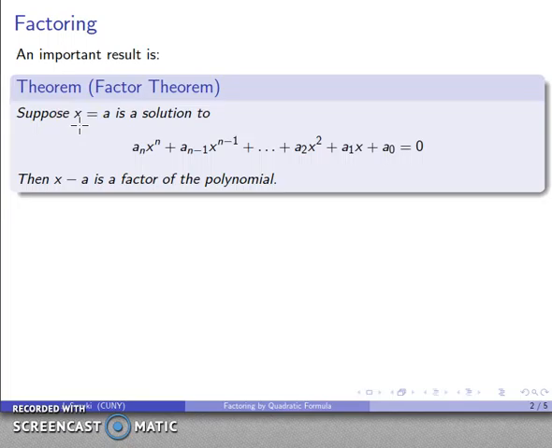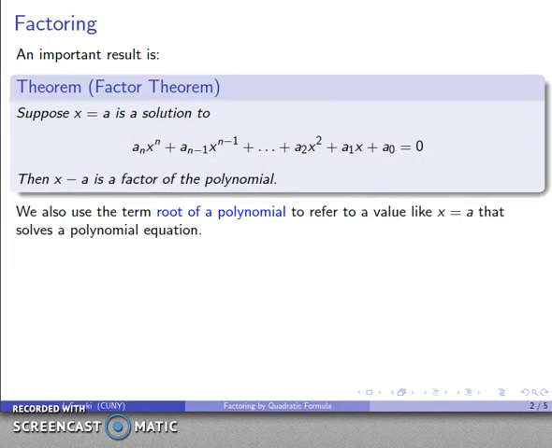Suppose I have a solution to some polynomial equation equal to zero. So suppose I know for whatever reason it falls out of the sky and hits me on the head that x equals a is a solution to this polynomial equation. Then I also know immediately that x minus a is a factor of this polynomial. And the other term we sometimes use is we talk about the root of a polynomial. The root is going to be anything that makes this polynomial equal to zero. It's anything that's going to solve this equation.